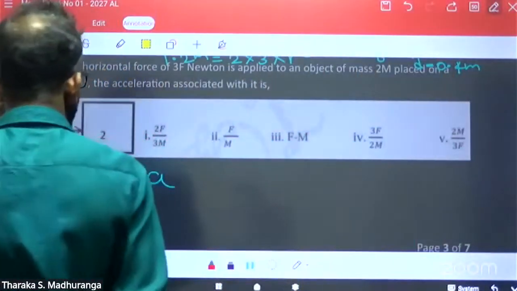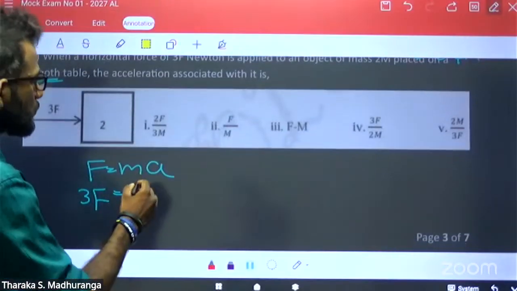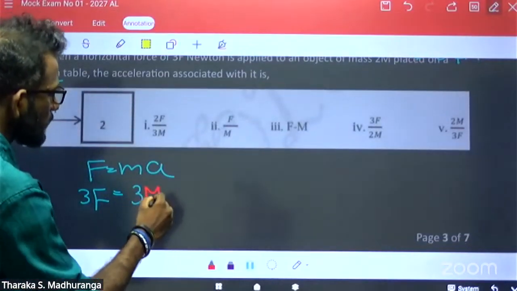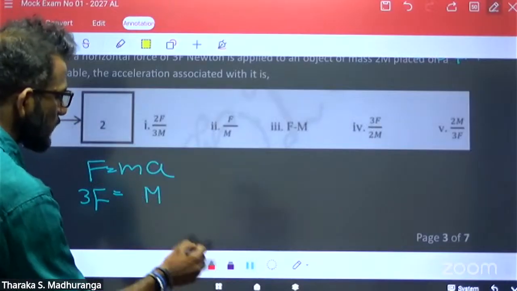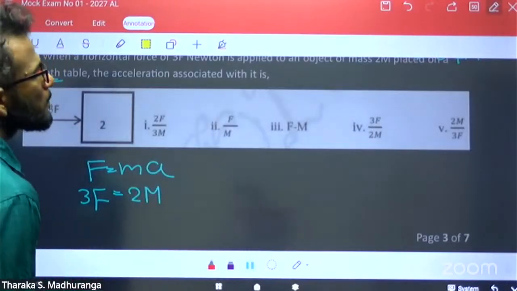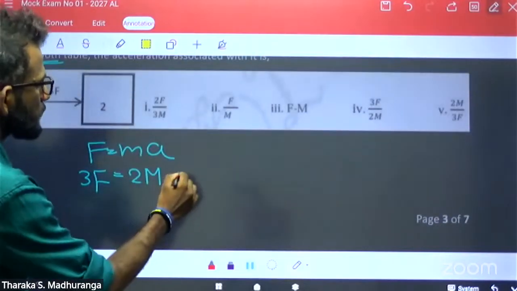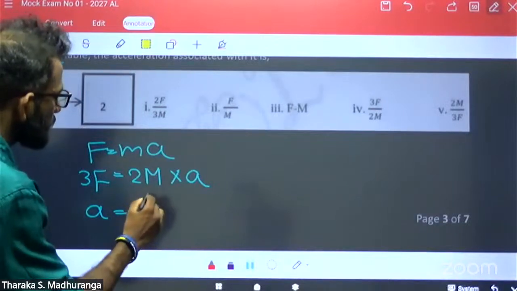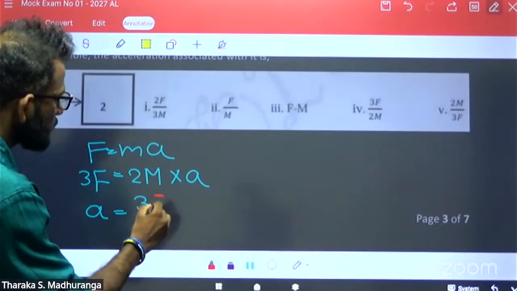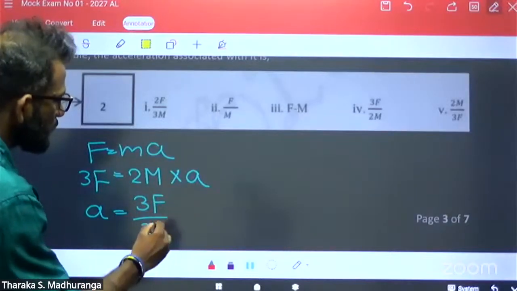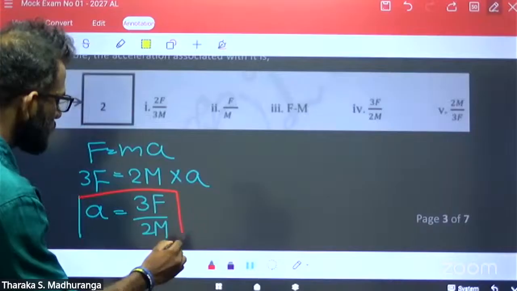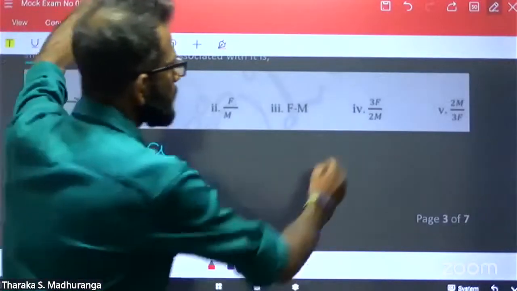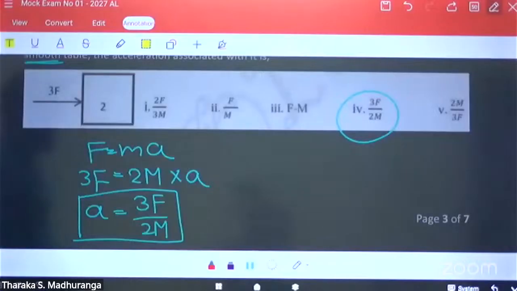3F equals mass 2m times acceleration. The acceleration is what is being asked. Acceleration equals, isolating A, 3F over 2m. The answer is number 4. If you have any mistake, you can correct it now.